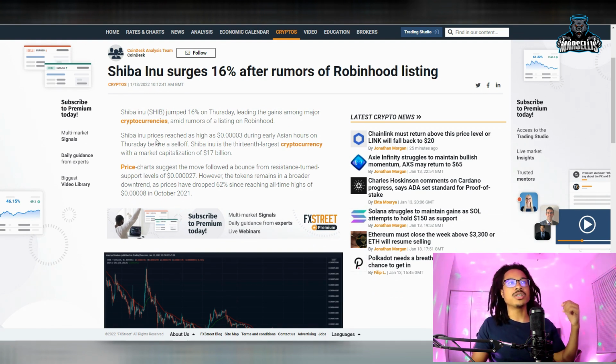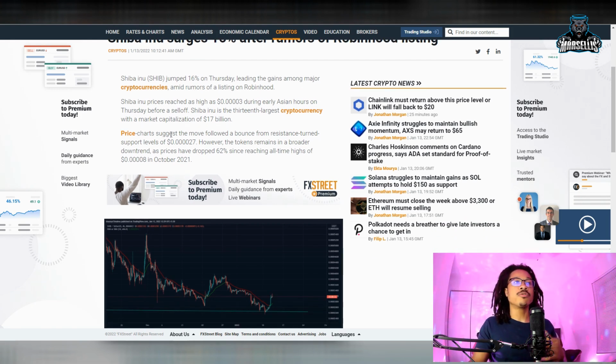Shiba Inu prices reached a high of the 0.003 area during early Asian hours. The price chart suggests the move followed a bounce from the resistance turned support level of the 2.7 area. However, the token remains in a broader downtrend as prices have dropped 62% since reaching the all-time high.